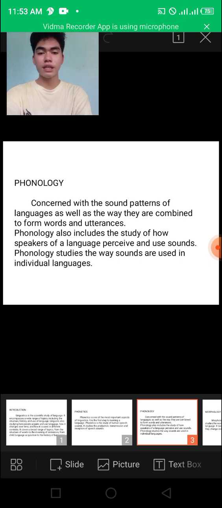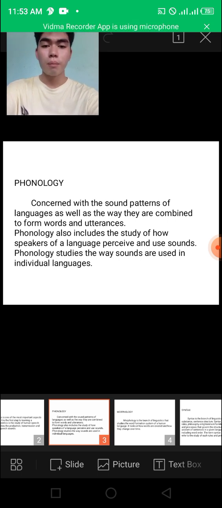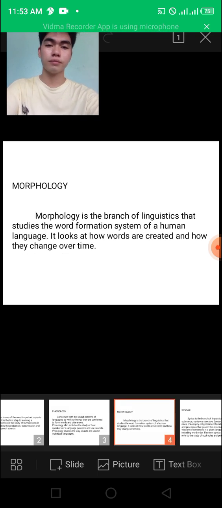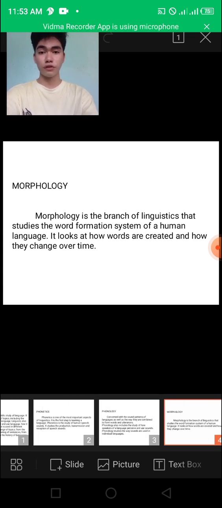Okay, let's proceed to the third branch of linguistics, morphology. Morphology is the branch of linguistics that studies the word formation of a human language. It looks at how words are created and how they change over time. So this is the study of the internal structure of words and the rules governing their formation. It deals with the smallest units of meaning in a language called morphemes and how they combine.